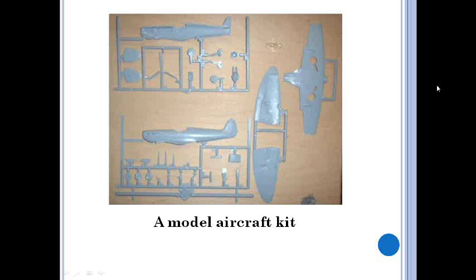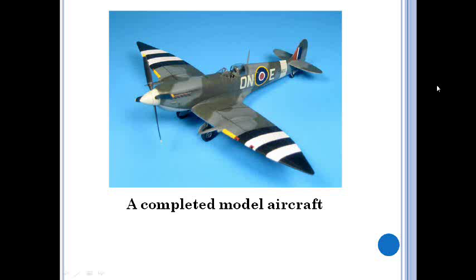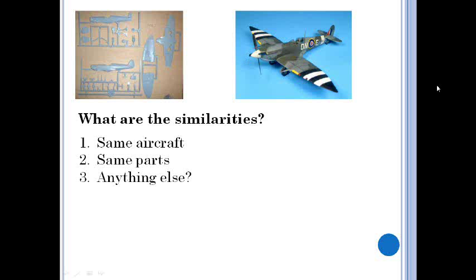We can illustrate this by first considering this image of a model aircraft kit, in contrast with a completed model aircraft. When we look at the two, what are the similarities? Well, firstly, it's the same aircraft depicted in both images. Secondly, the parts that we find in the kit and the parts that we find in the completed model are the same. Are there any other similarities that you can think of?